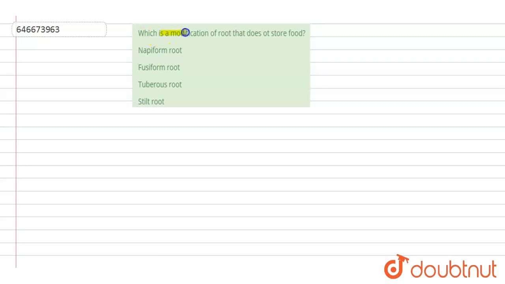Hello students, have a look at the question. The question is, which is a modification of root that doesn't store food? If we see the options, they are napiform root, fusiform root, tuberous root, stilt root.